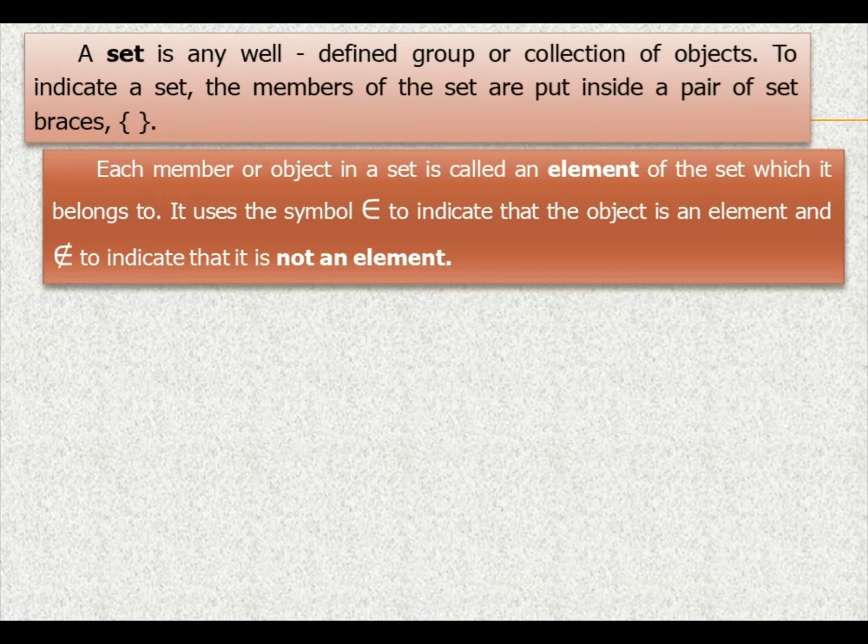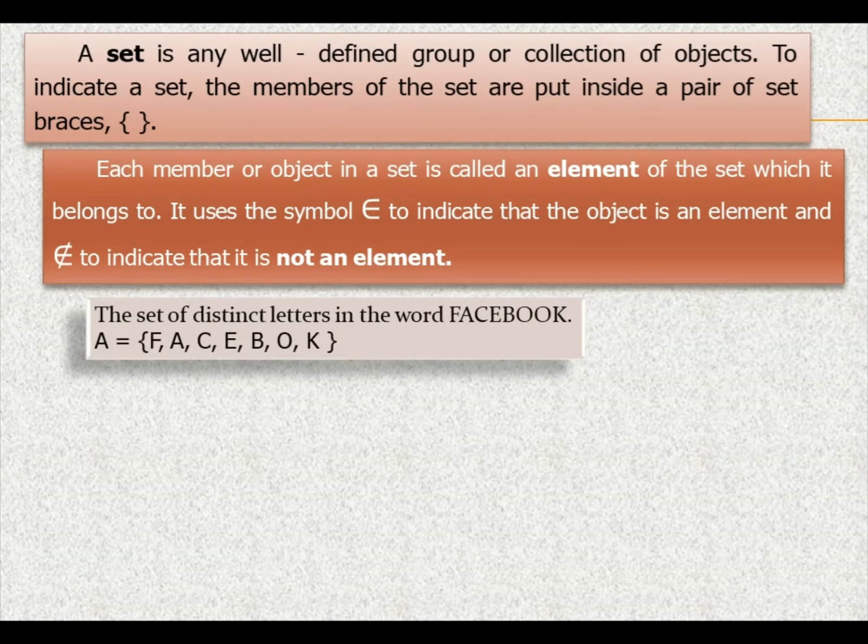I will give you an example on how to represent a set. Let's say the distinct letters in the word Facebook. Again, when we say distinct, we mean different. Let's name the set as set A. Thus, A = {F, A, C, E, B, O, K}. Each element is separated by commas. You can also notice that when listing the elements of a set, identical elements are not repeated.